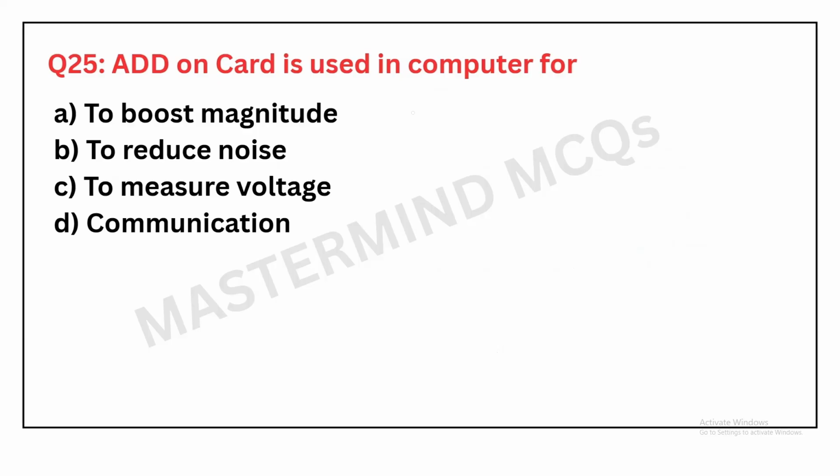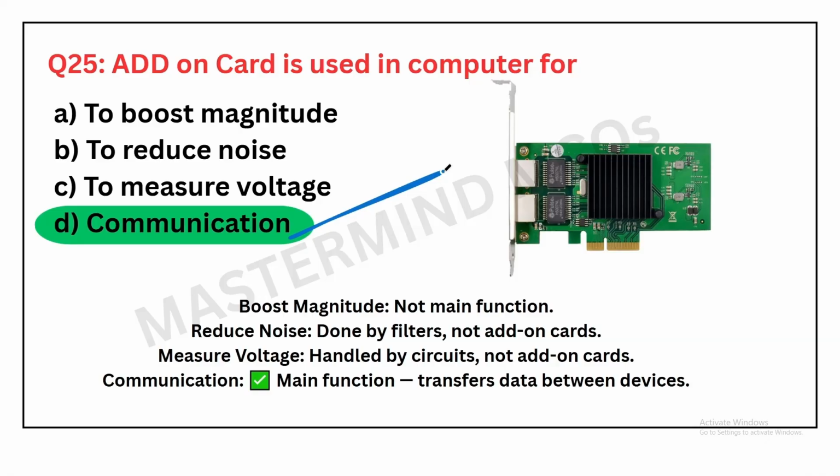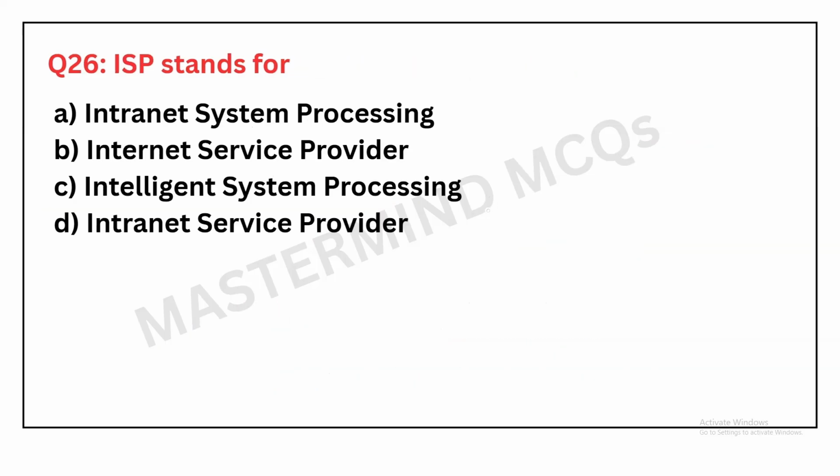Question number 25. An add-on card is used in a computer for which purpose? Option A, to boost magnitude. Option B, to reduce noise. Option C, measure voltage. Option D, communication. The right answer is option D, communication. Add-on cards are mainly used for communication, such as network, modem or interface cards that help the computer exchange data with other devices.